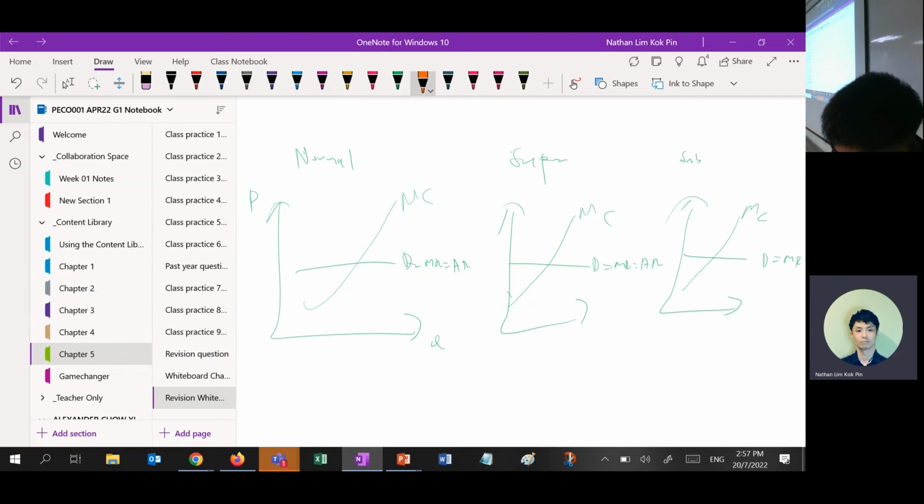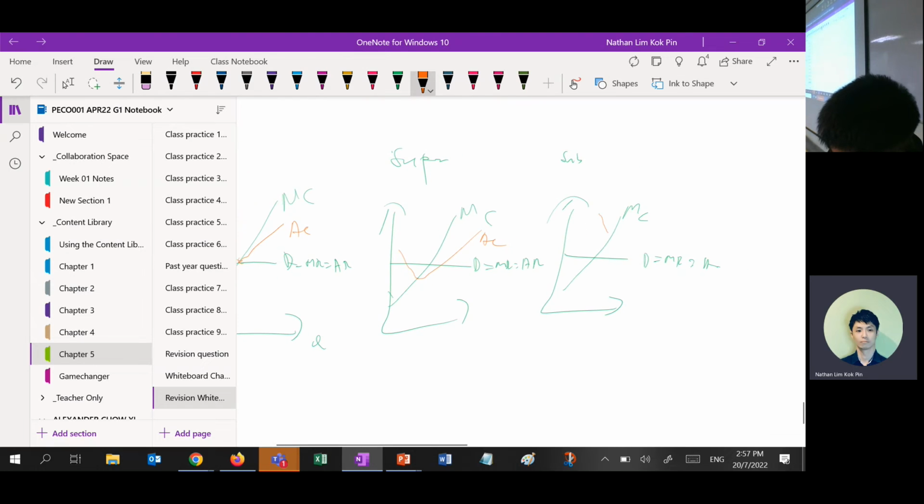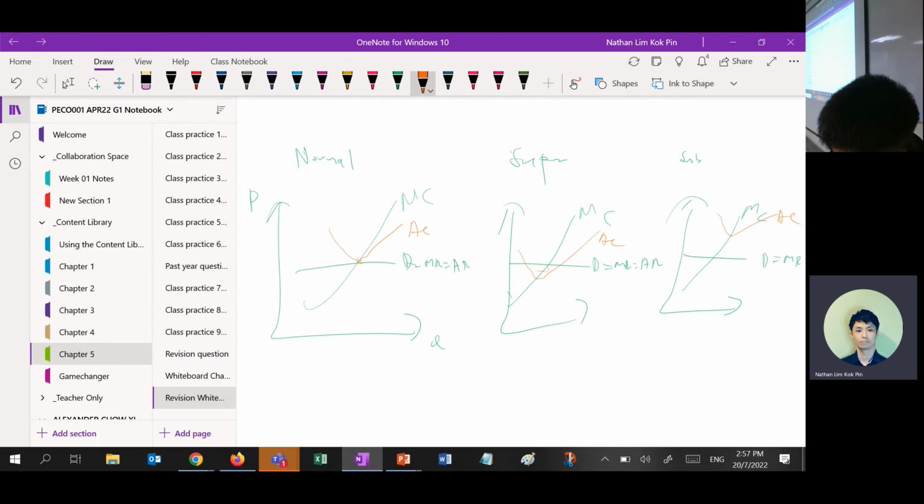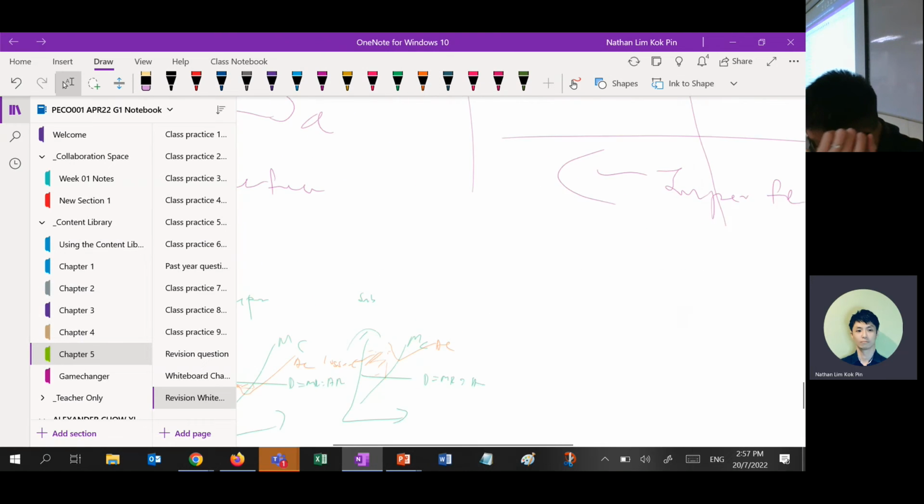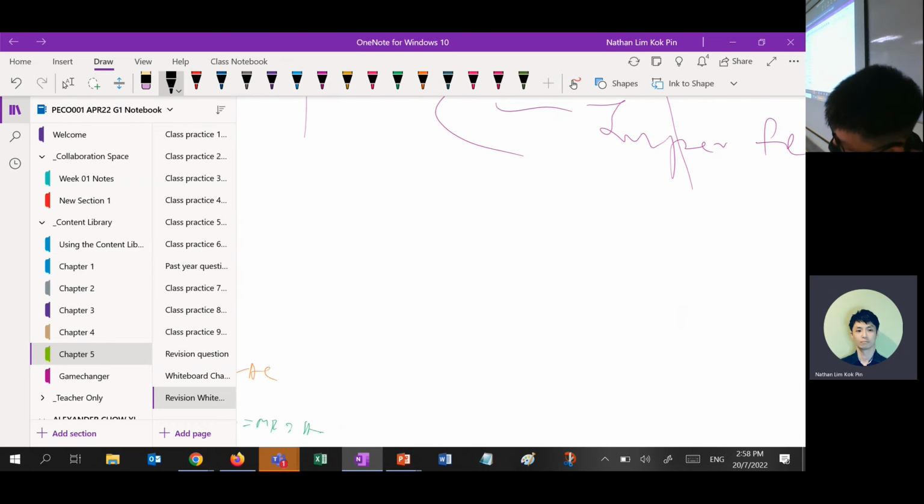So normal AC curve, tangent here, supernormal below, subnormal above. Then draw the dotted line. Right? This one is profit, this one is losses. Okay? This one is perfect. Monopolistic, I draw one enough lah. The rest you'll draw yourself.